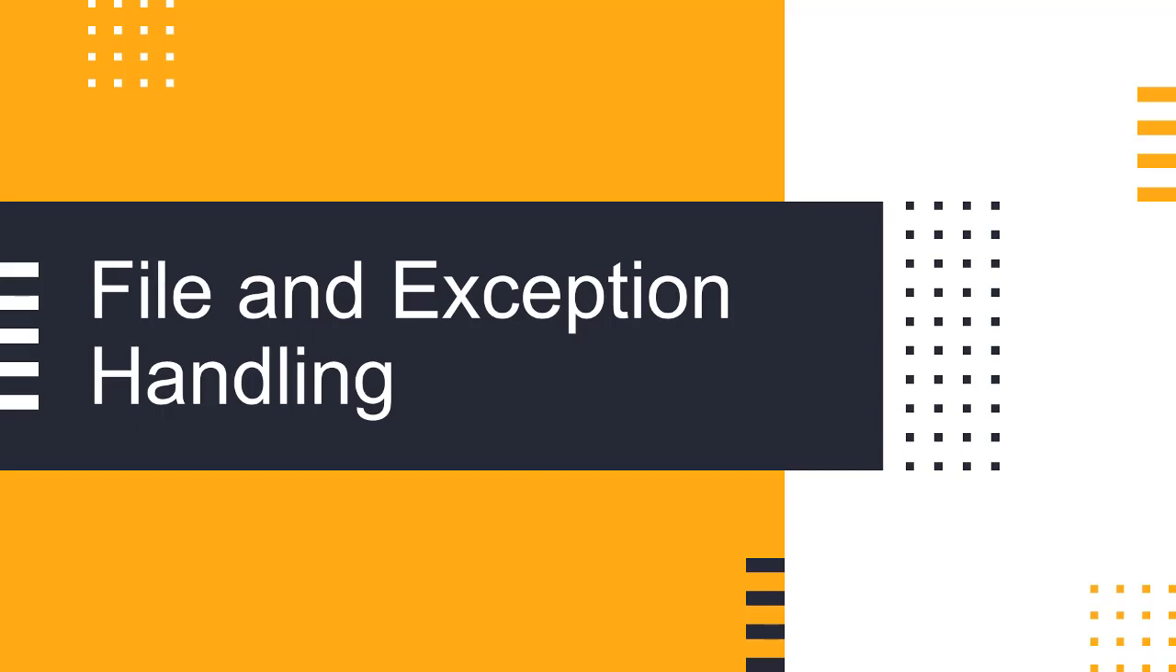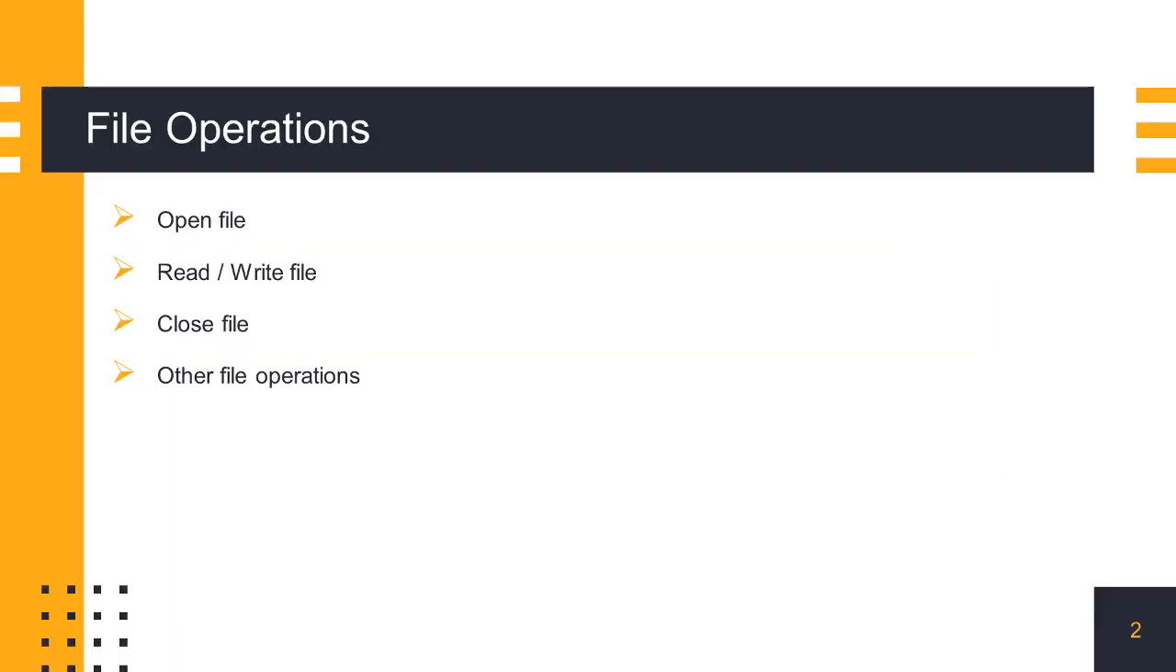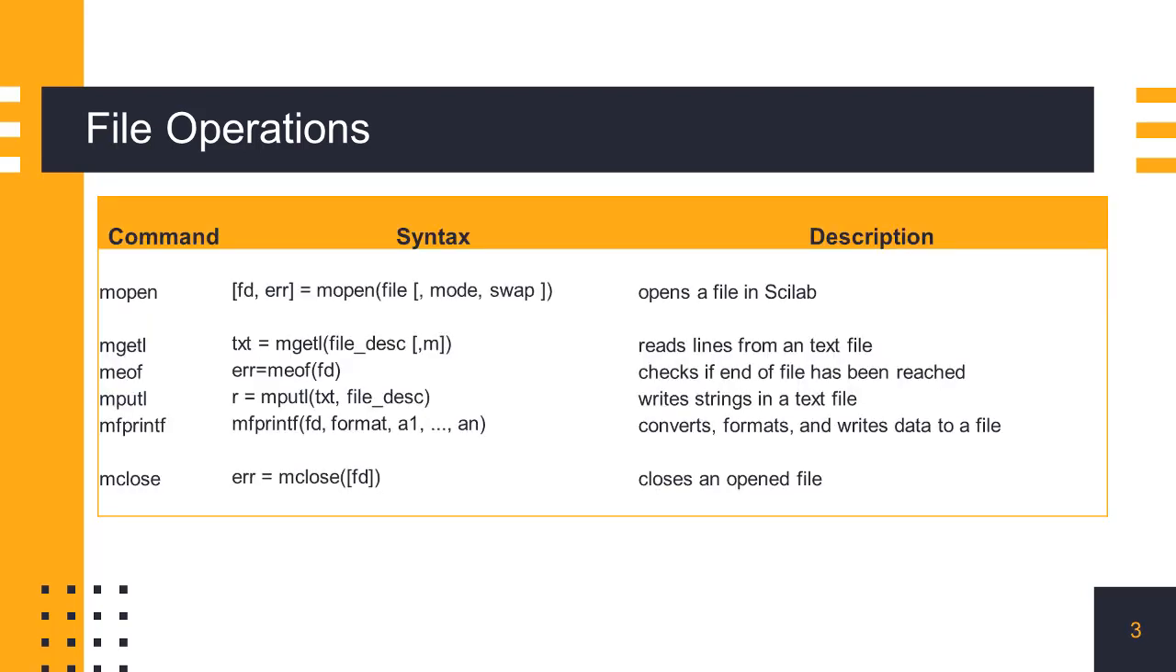In this session, we will explore the file handling operations and exception handling mechanisms available in Scilab. File operations are important for the programs to load and save data. In Scilab, we can perform file operations like opening a file, reading a file, writing to the file and closing the file. In Scilab, file operations are handled by the functions listed in the table.